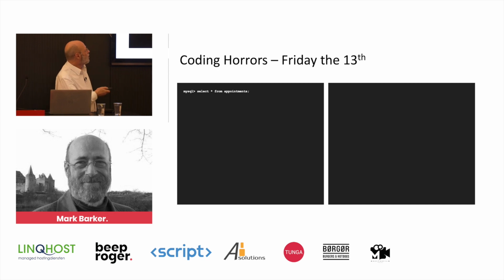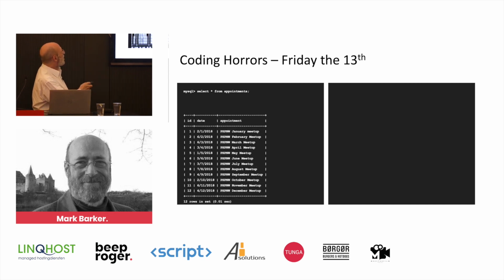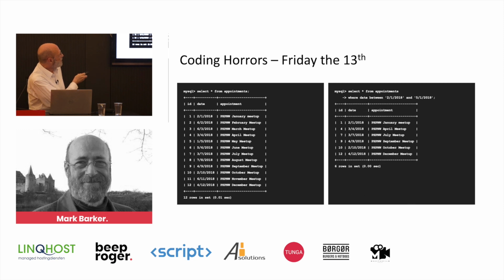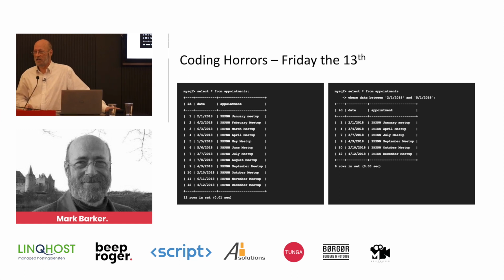Let's have an example of, well, select splat from appointments table. We've got a scheduled set of meetups for the various months of the year. And if we've got DMY and MDY the wrong way round, and we do that bit of code for all the entries from the 2nd of January to the 5th of January, we get entries for April, for July, September, October, December, all because we didn't think like Americans.